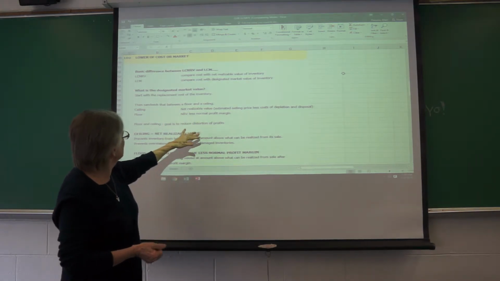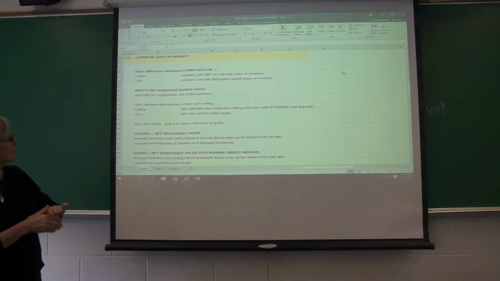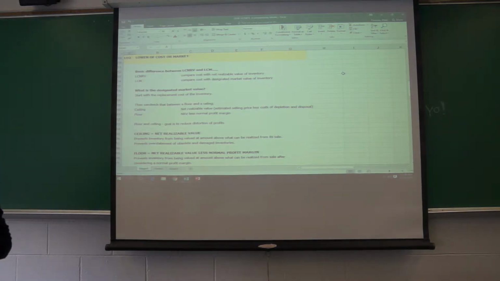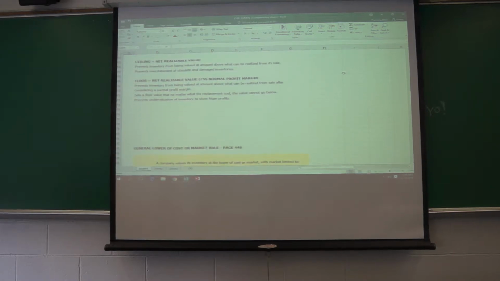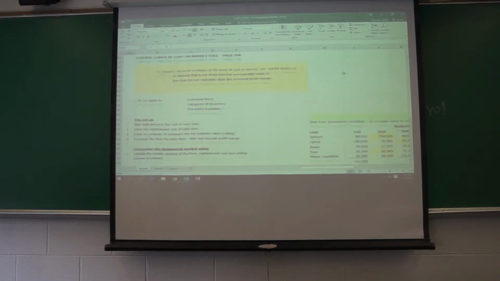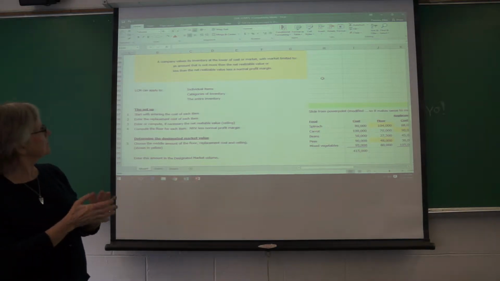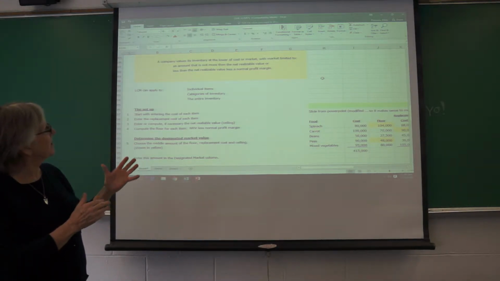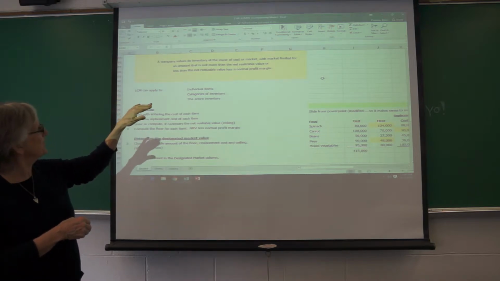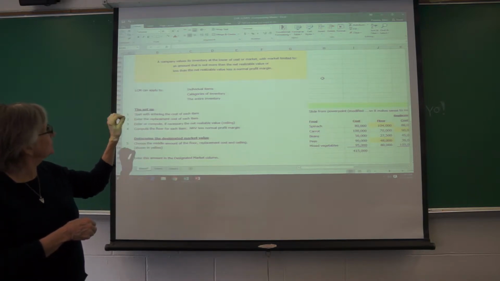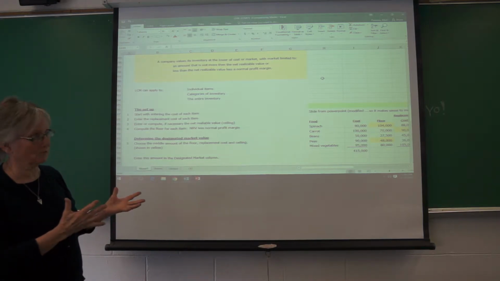Okay, so the floor and the ceiling, their basic goal is to reduce any distortion in profits, and so you can kind of get into a little more detail on that if you would like to. Okay, so the general rule is a company values its inventory at lower of cost or market, but the market is limited to an amount not more than the net realizable value, the ceiling, or less than the net realizable value, less the normal profit margin, which is the floor.